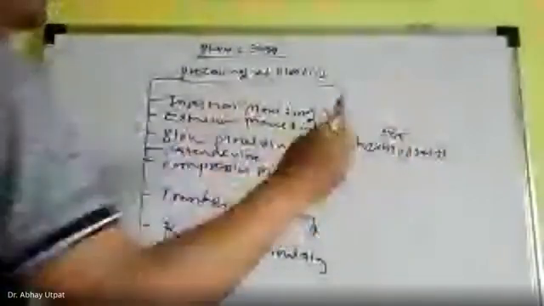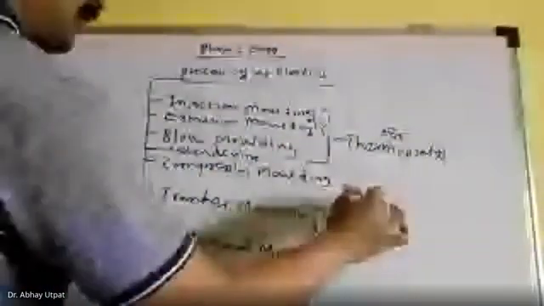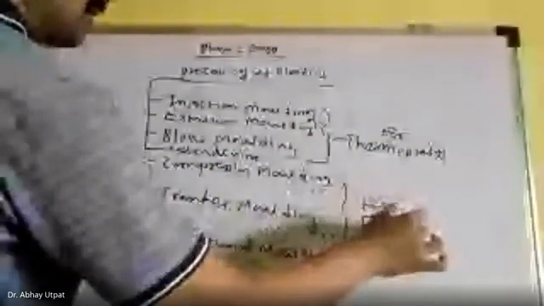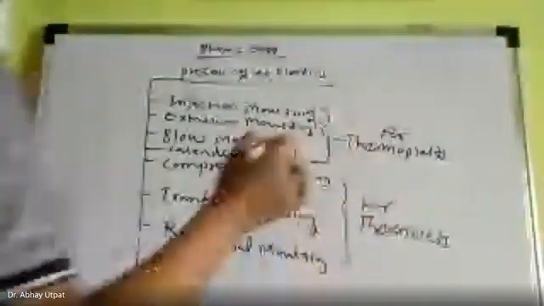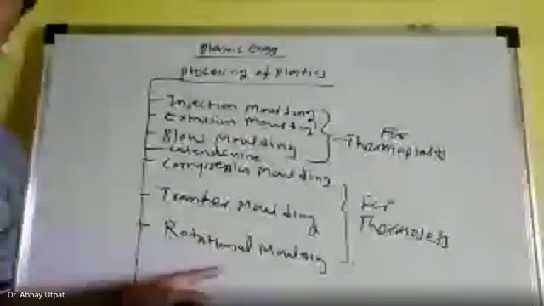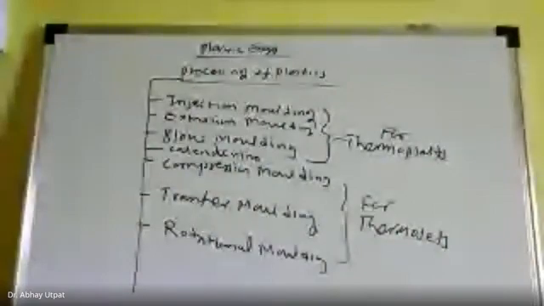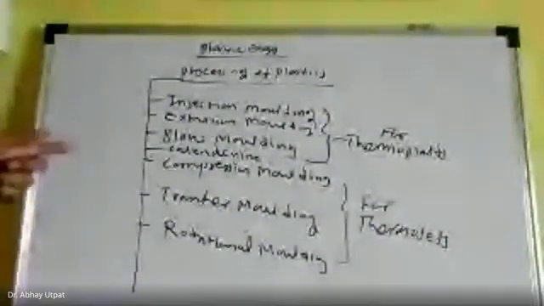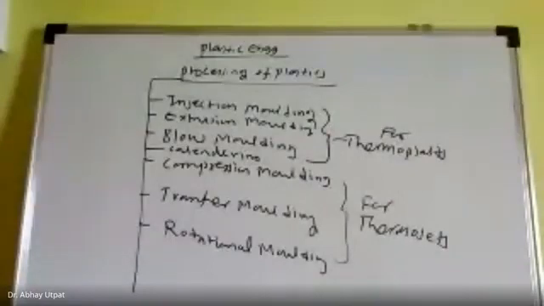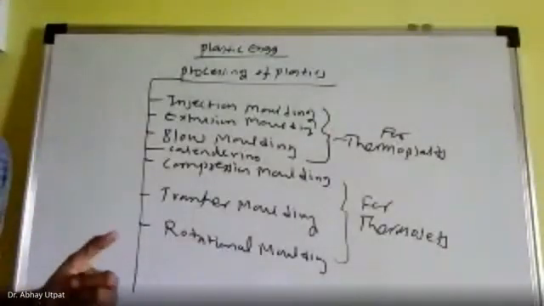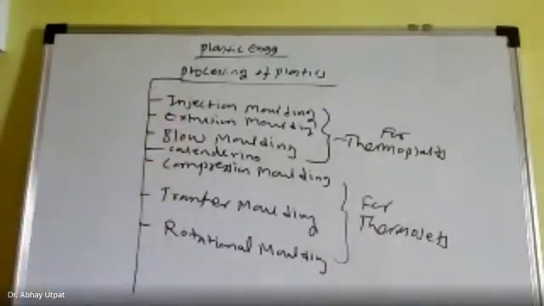These are for thermoplasts usually, and these are for thermosets. This rotational molding may also sometimes be used for thermoplast. This is the classification of plastic molding processes. You can take a screenshot, or later you can write it down in your notebook, or if you have already written it in your notebook, no problem.